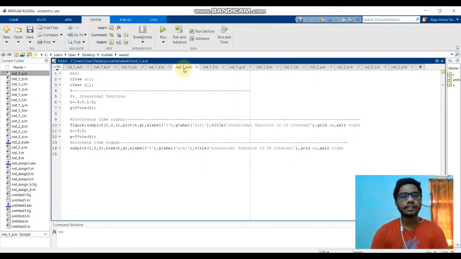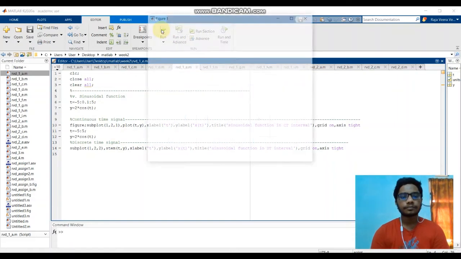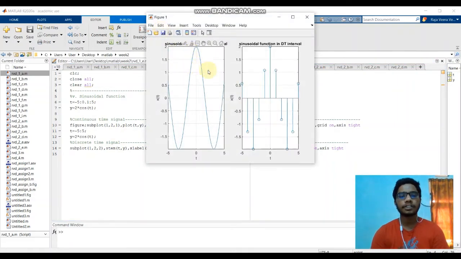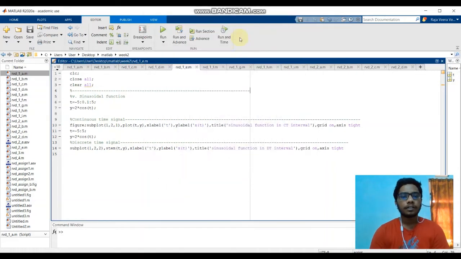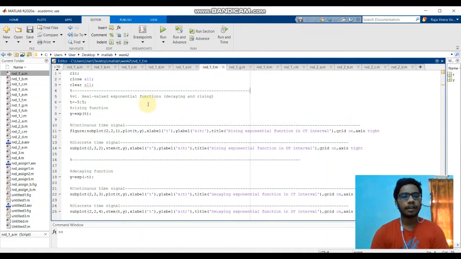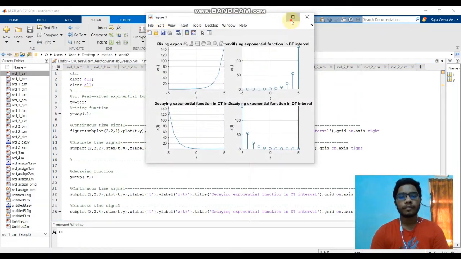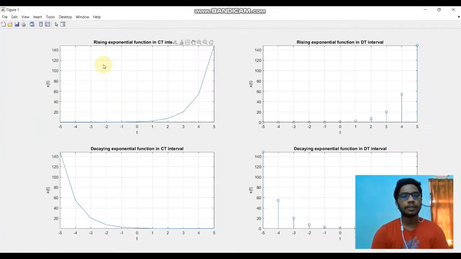Now coming to the fifth part, it is the sinusoidal function. I have taken a simple sinusoidal function which is 2 cos t, and when we run the code, it displays a sinusoidal function in continuous time interval and discrete time interval. And the next one is exponential functions. This is of two parts: rising exponential function and decaying exponential function. When we run the code, it contains two parts: rising exponential in continuous and rising exponential in discrete. This is decaying exponential in continuous and decaying exponential in discrete.